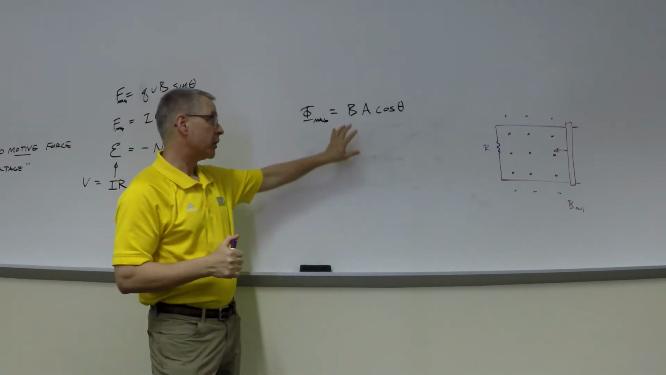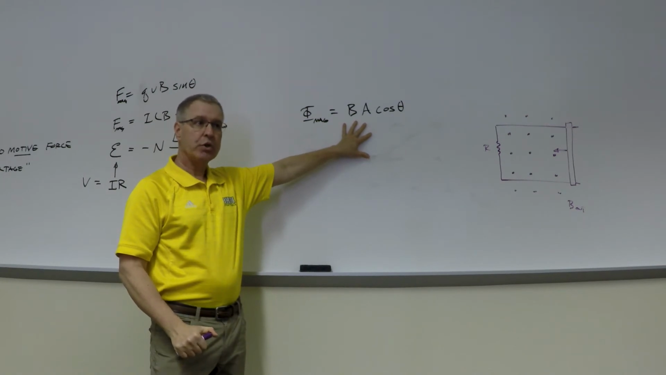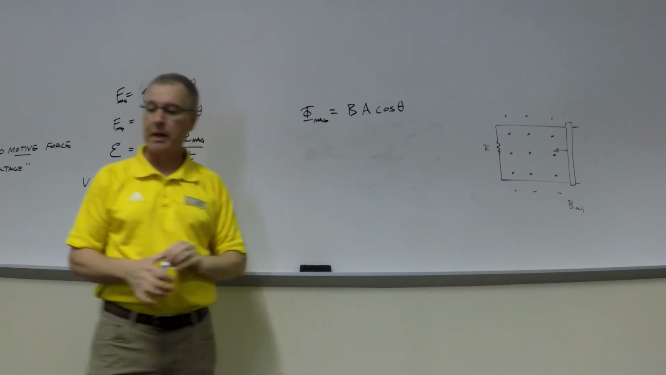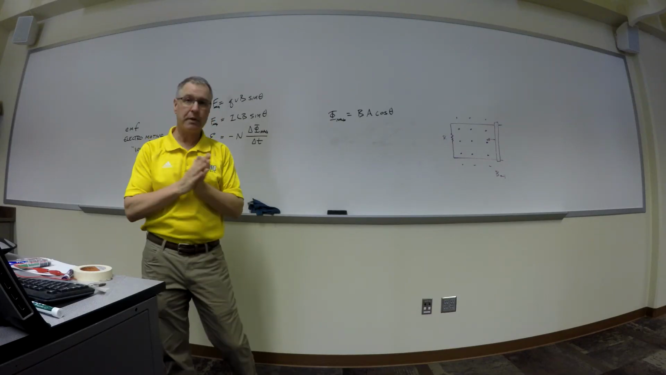Why are we getting a current in the loop as that bar slides? We're changing the area of the loop, making the loop smaller. And while the change is going on, we'll get a current in there. So now the question is, what's the direction of the current? It's going to be clockwise or counterclockwise around there.